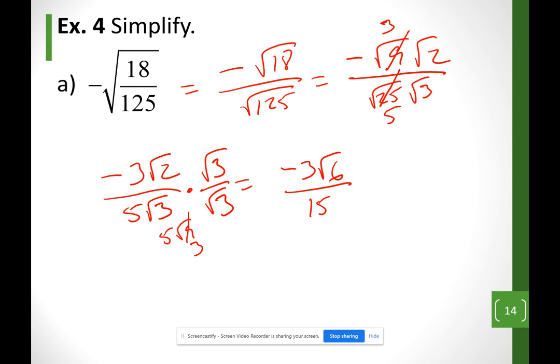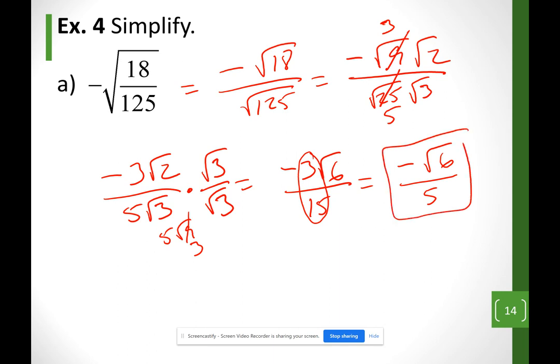Simplify your fraction if you can. Looking at the whole numbers, negative 3 over 15, I'm just going to call this a negative square root of 6 over 5. My fraction, 3 over 15, I called it 1 over 5. But the 1 outside of my radical, it's optional. So I chose not to write it.